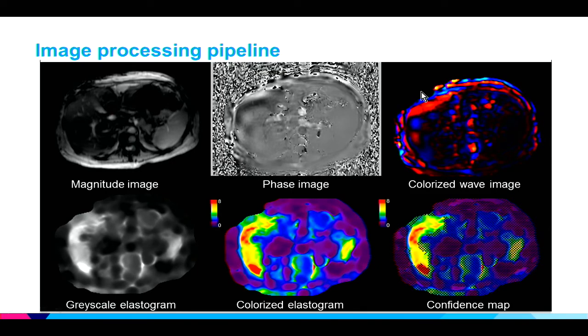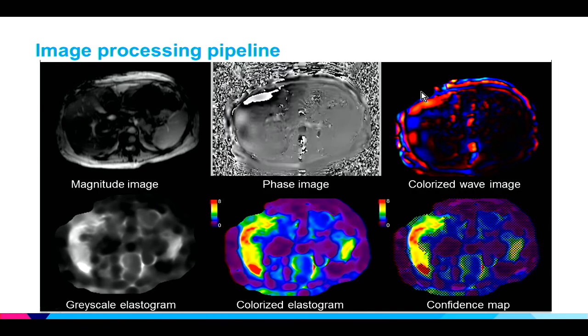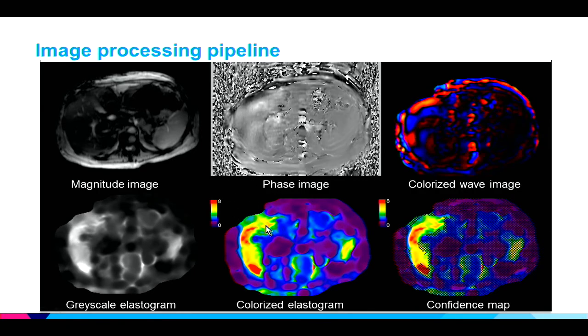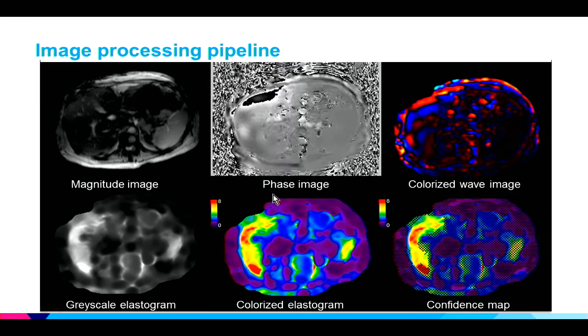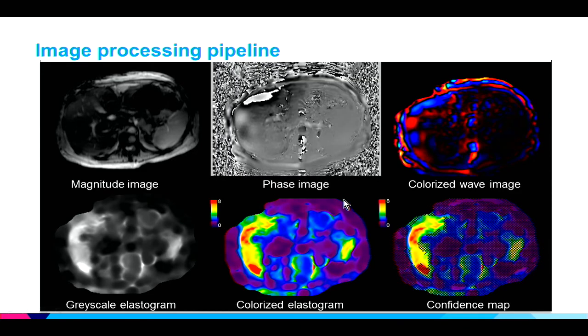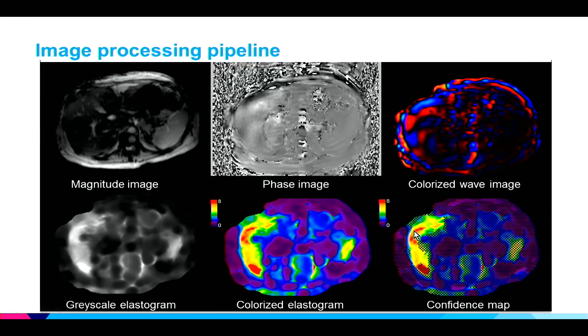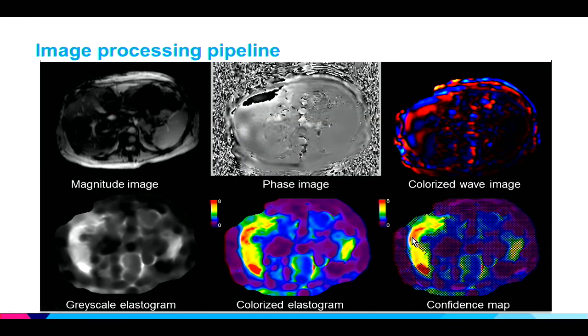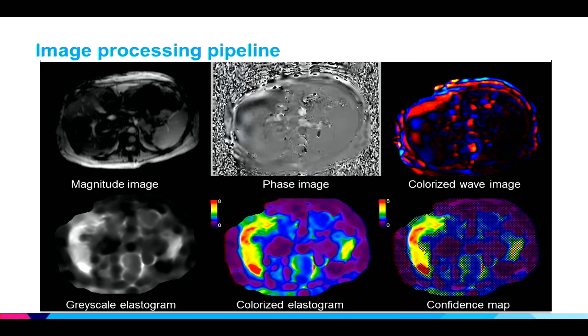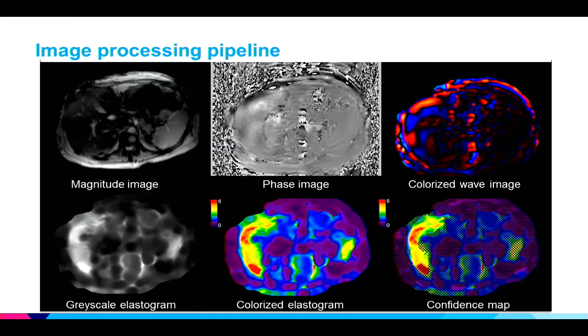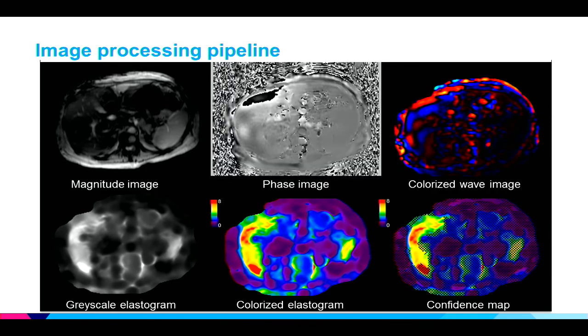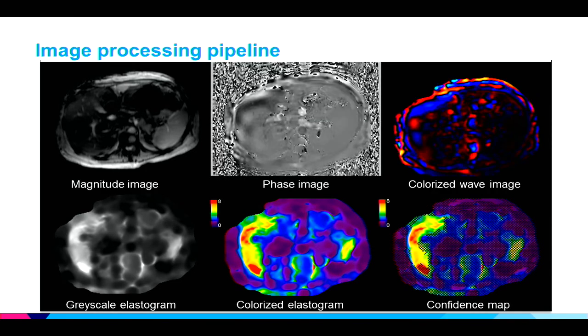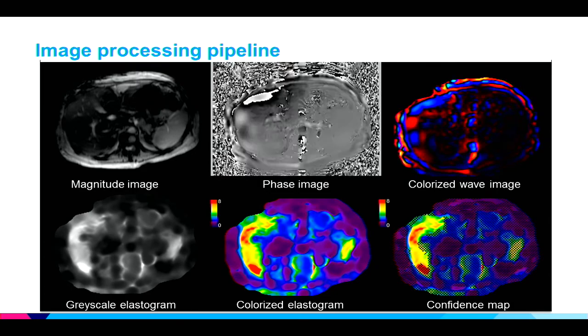The algorithm looks at these waves, looks at how the wavelength changes, etc., and it calculates the stiffness. But it does one thing better than that, which is very helpful for people like me who draw lots of ROIs: it gives you a confidence map. It measures the goodness of fit between the underlying mechanical model of the tissue and the actual phase displacements that we have.